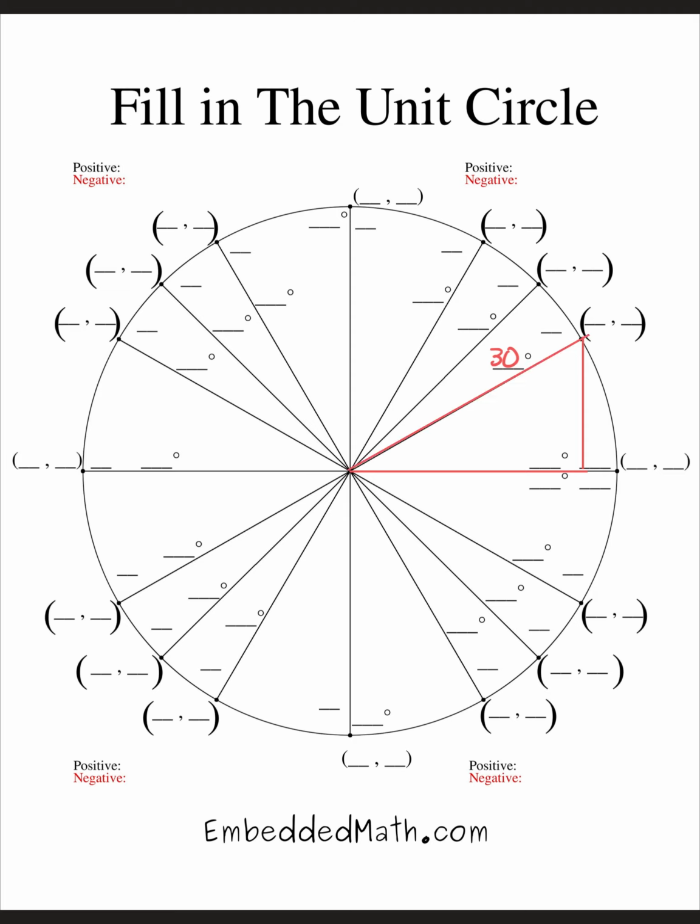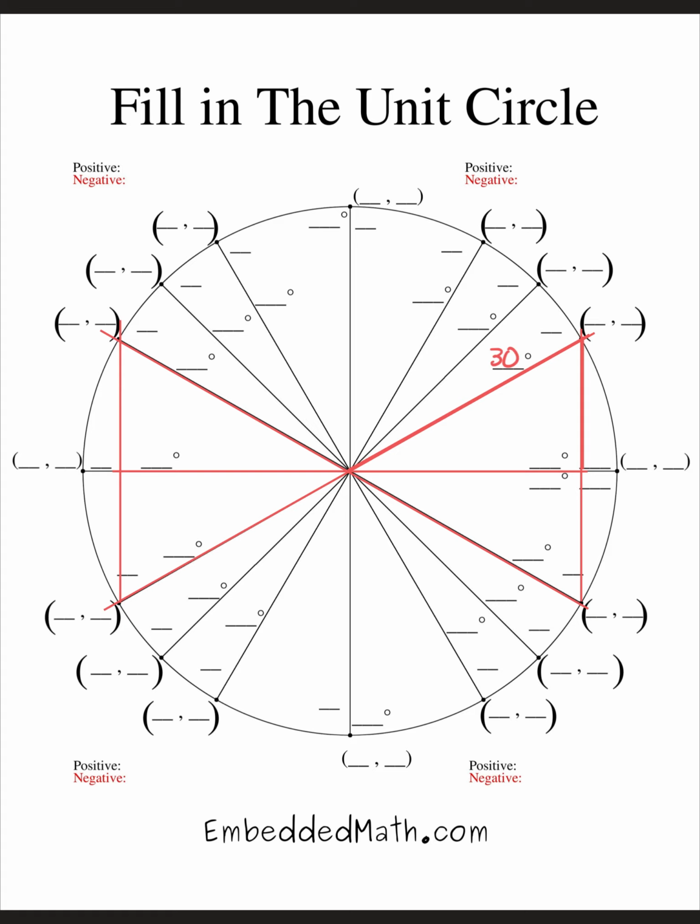Now what I want you to do is go ahead and create the other 3 30-degree reference angle triangles, and then come back. So pause the video, create the other 3 triangles, and then come back. So this is what your circle should look like now. You have 4 triangles that all have 30-degree reference angles.